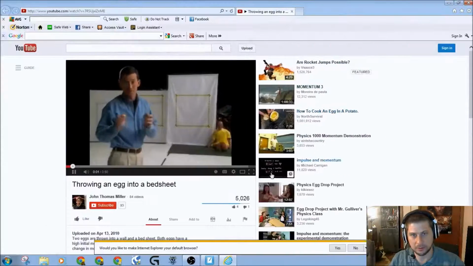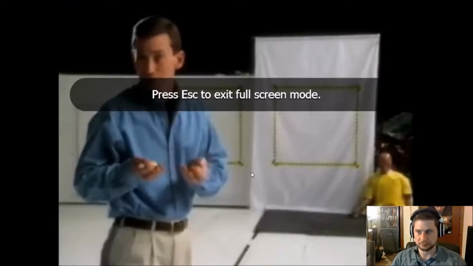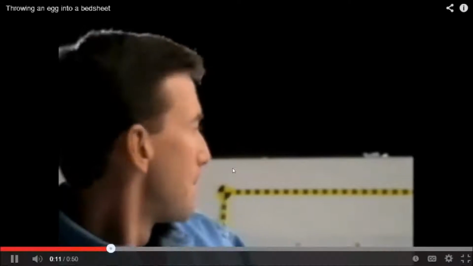Here's my favorite demonstration of impulse. I have 2 eggs, same mass. I'm going to try to throw each egg with the same velocity. That means they have the same momentum.